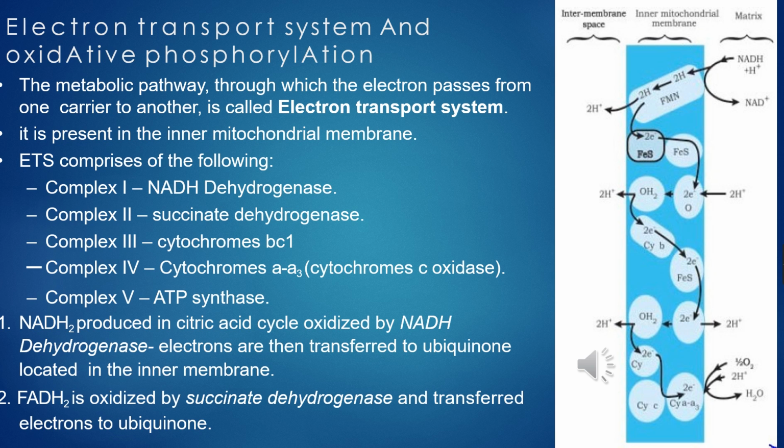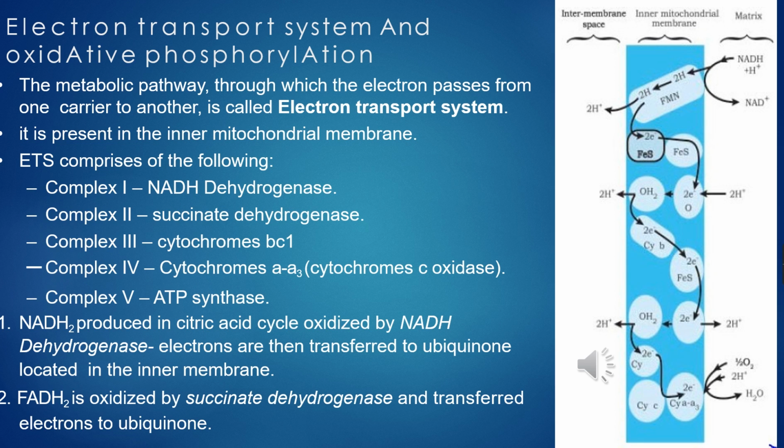So the metabolic pathway through which the electron passes from one carrier to another is called electron transport system. It is present in the inner mitochondrial membrane. You can see in the diagram, ETS comprises of the following complexes. Complex 1 is called NADH dehydrogenase. Complex 2 is succinate dehydrogenase. Complex 3 is cytochrome BC1 and complex 4 is cytochrome A2A3, cytochrome C oxidase and complex 5 is ATP synthetase.